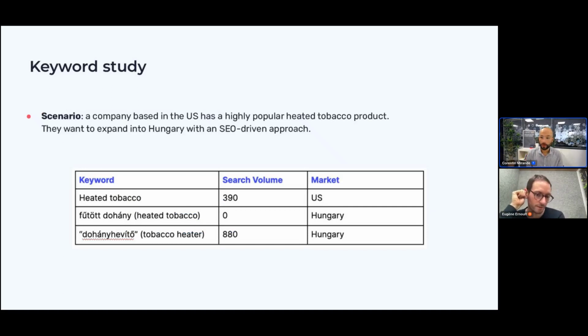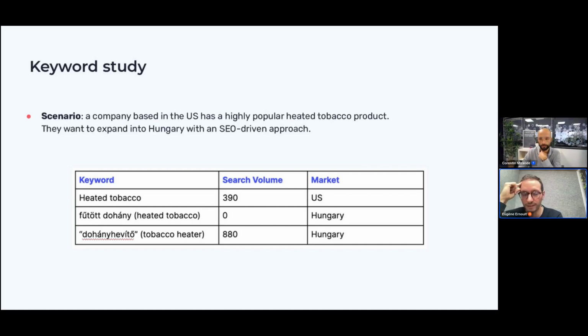And maybe we need to talk about that in Hungary a bit more. Yeah, it was a good practical example that we had from an SEO agency we often work with, and they said this example of a client they had where they sell heated tobacco. So you can see here the search volume in the US, and if you translate literally heated tobacco in Hungarian, you see that there is no search volume. It's not because it doesn't exist and there is no market for it in Hungary. It's just that the way it's looked for online is different in Hungary.